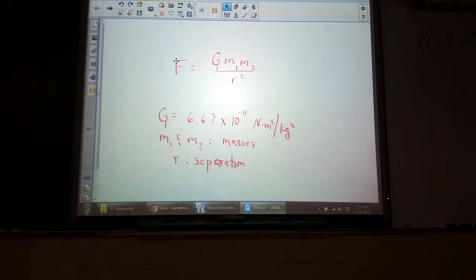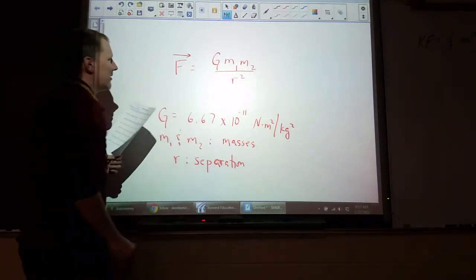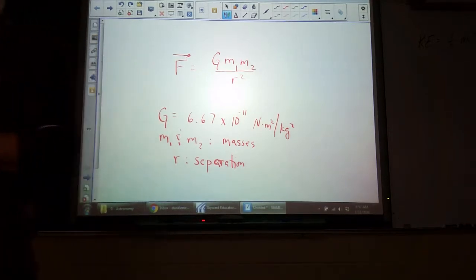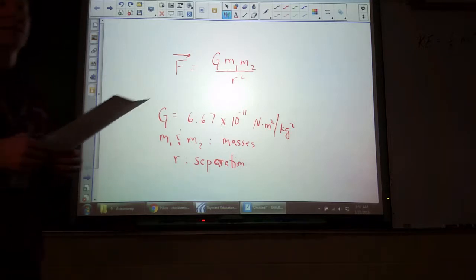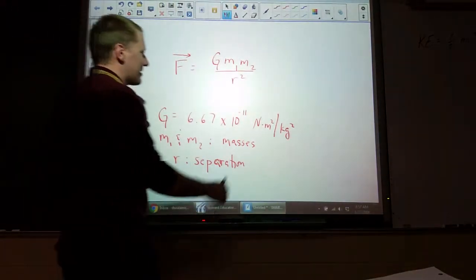Okay, since it's a force, though, it must also have a direction. How can you state the direction of the force in a way that is general enough to apply to any two masses, but still specific enough to be meaningful? So we got a variety of answers here. What do you think, Morgan? The pull is towards the other object. That's a good way to say it.